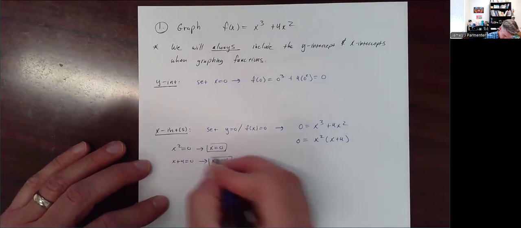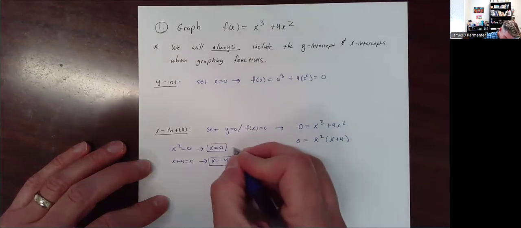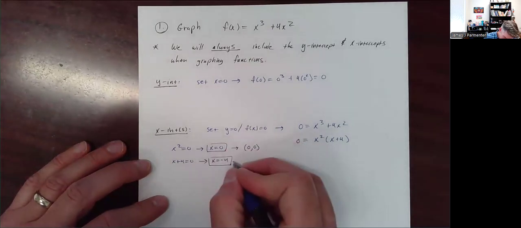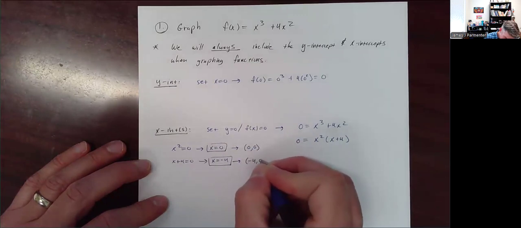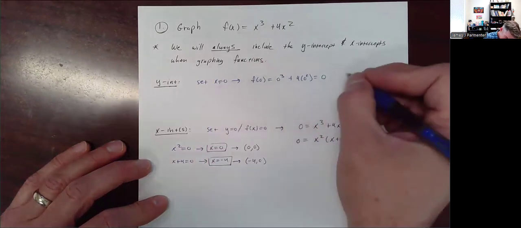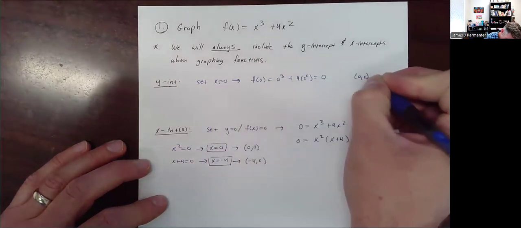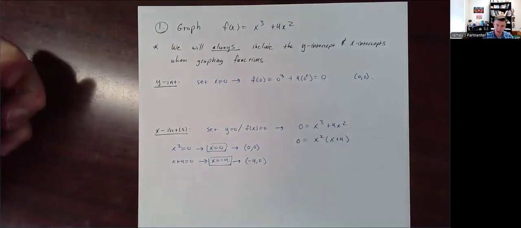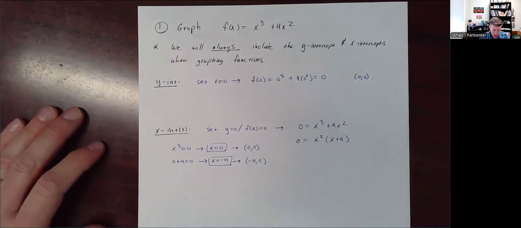Now, I should be a little bit more circumspect here. What I should really say is my x-intercept is an x value of 0 and a y value of 0, and this x-intercept is an x value of negative 4 and a y value of 0. This y-intercept was an x value of 0 and a y value of 0. And it's very much always the case that if the y-intercept is 0, one of the x-intercepts will also be 0. Has to happen.